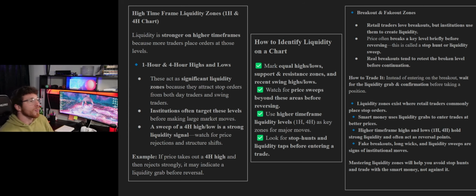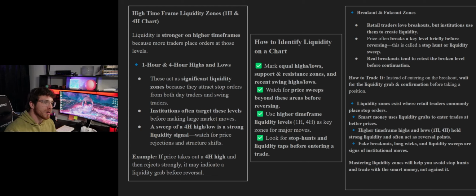So a breakout and a fake out zone, this stuff can also happen. Retail traders love breakouts, but institutions use them to create liquidity. Price often breaks a key level briefly before reversing. This is called a stop hunt or a liquidity sweep. Real breakouts tend to retest the broken level before continuation. So how to trade it: instead of entering on the breakout, wait for the liquidity grab and confirmation, like I was saying, on your lower time frames before taking a position.